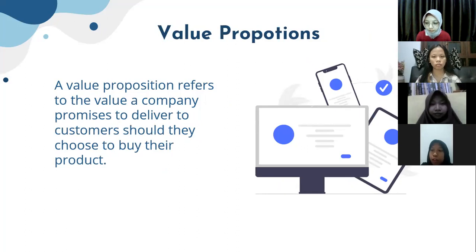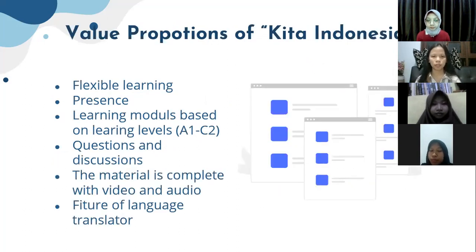Next, value proposition. Value proposition refers to the value a company promises to deliver to the customer so they are caused to buy their product. Next. Value proposition of Kita Indonesia. There is flexible learning, presence, learning modules based on learning levels, question and discussion. The material is complete with video and audio, and a language translator feature. Next.